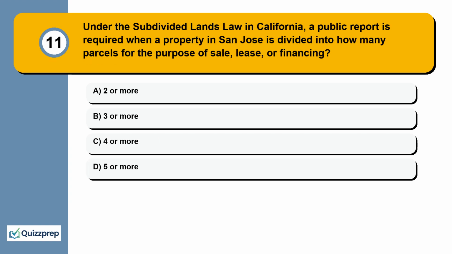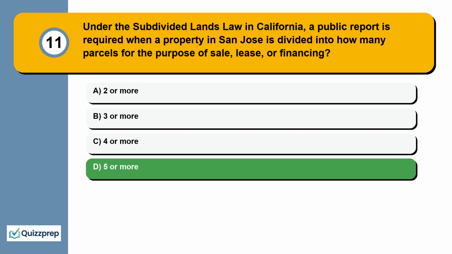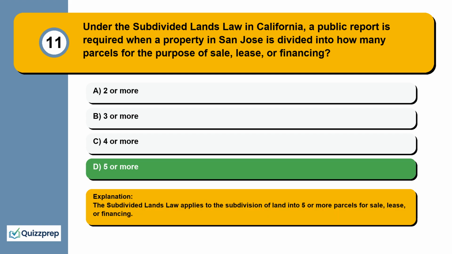Question 11. Under the subdivided lands law in California, a public report is required when a property in San Jose is divided into how many parcels for the purpose of sale, lease, or financing? 2 or more, 3 or more, 4 or more, 5 or more. The subdivided lands law applies to the subdivision of land into 5 or more parcels for sale, lease, or financing.